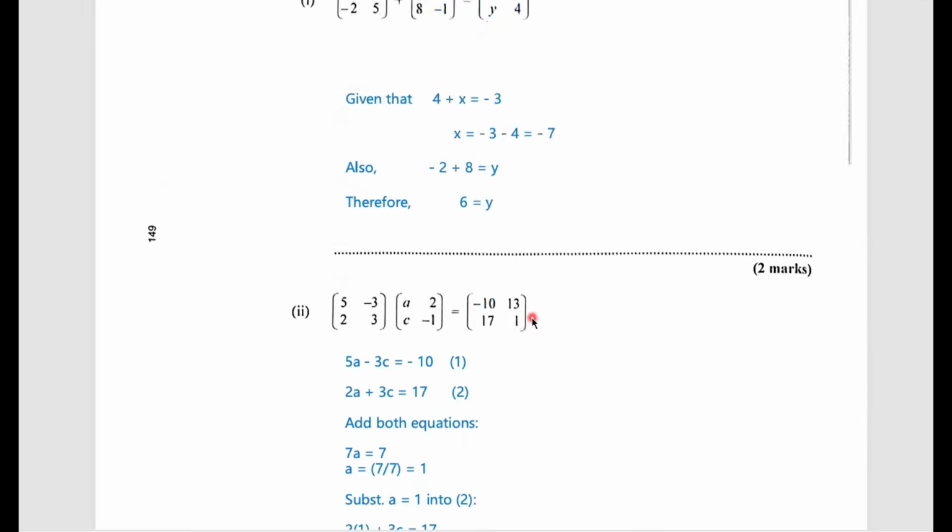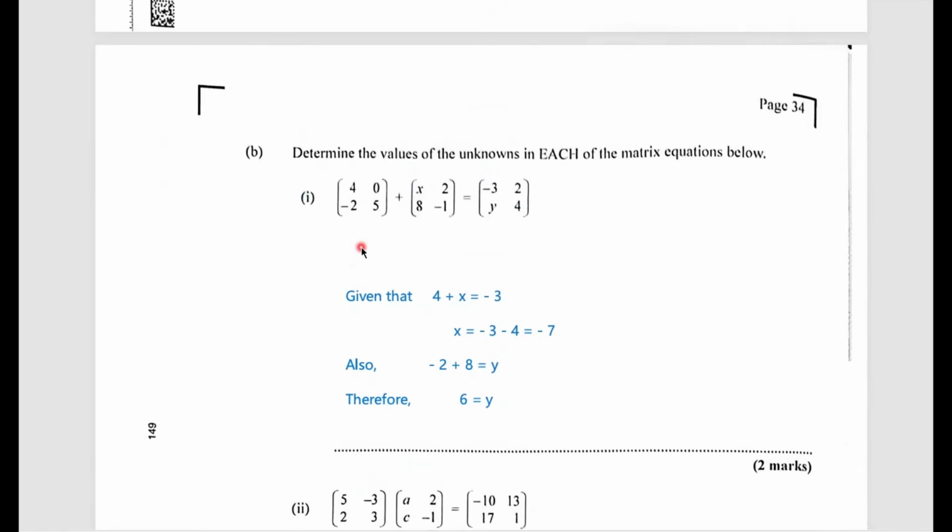Okay, so we're on the home stretch here. We go into matrices. So we want to determine the value of the unknowns for each. You can say 4 add x gives you -3. Carry the 4 across, it'll be -3 minus 4, which is -7 for x. And also, going below, -2 add 8 will get you y, which would be 6. 6 is y, right?